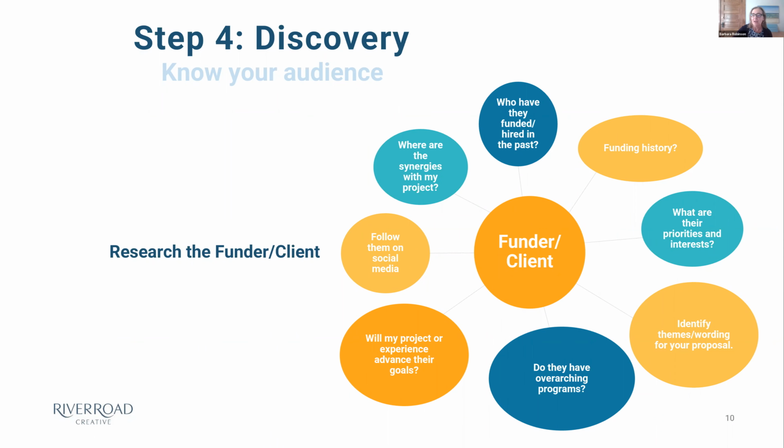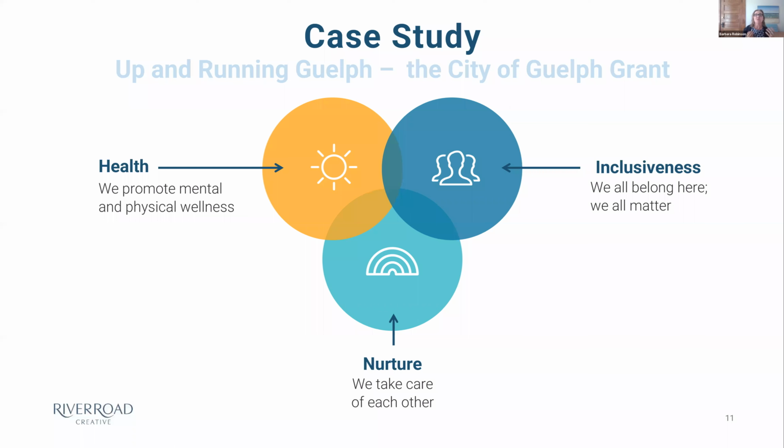And I have a bit of a case study here with Up and Running Guelph, which is a great organization or NGO that came out of the UK. Guelph is the pilot project for it outside of the UK. It's a program to get women together to walk and run for mental and physical health and well-being. So they came to me and they were applying for a couple of grants, which they ended up getting both of them.